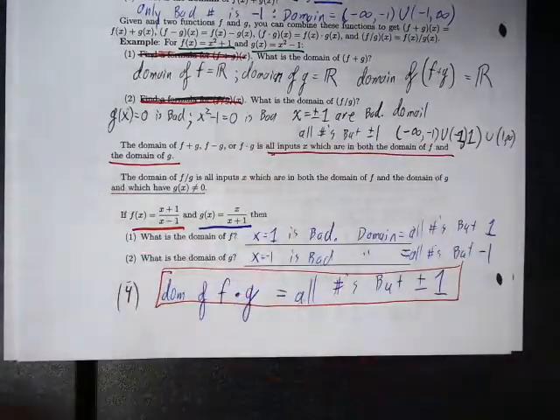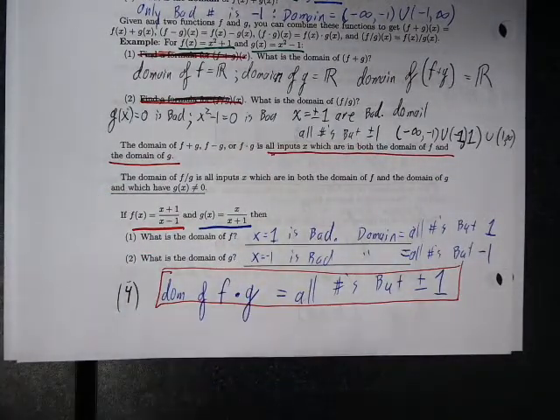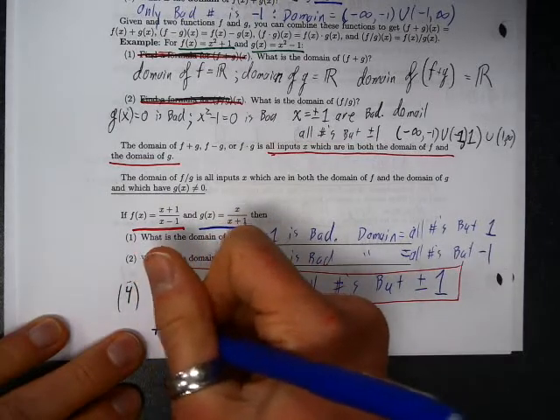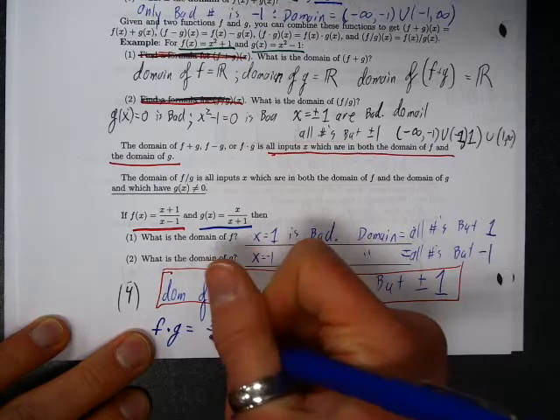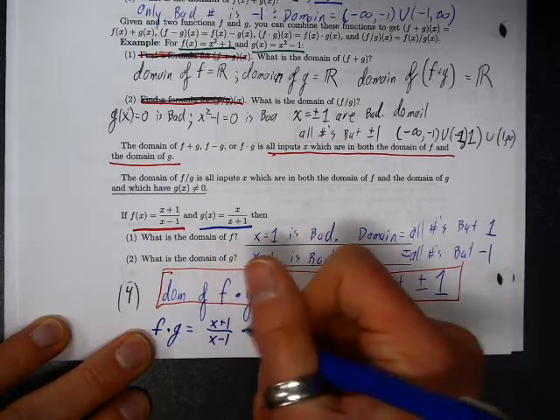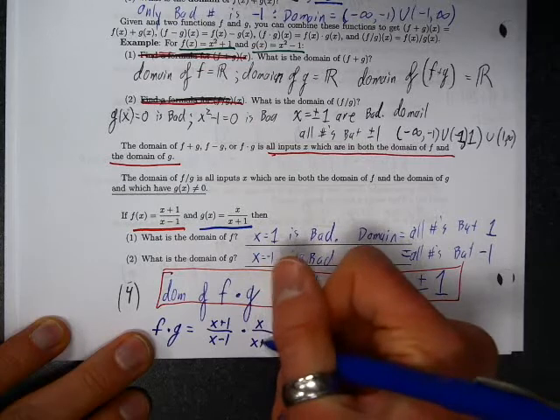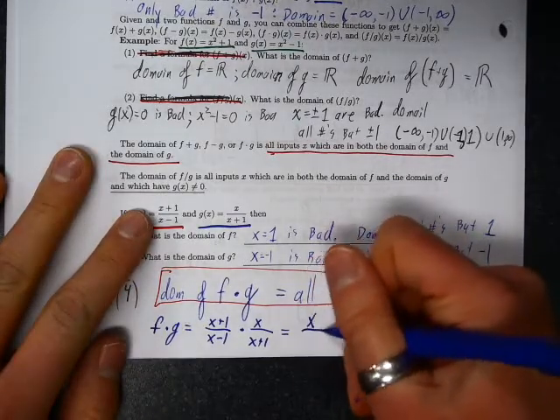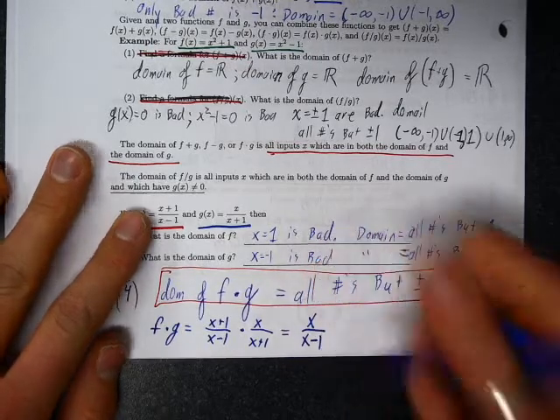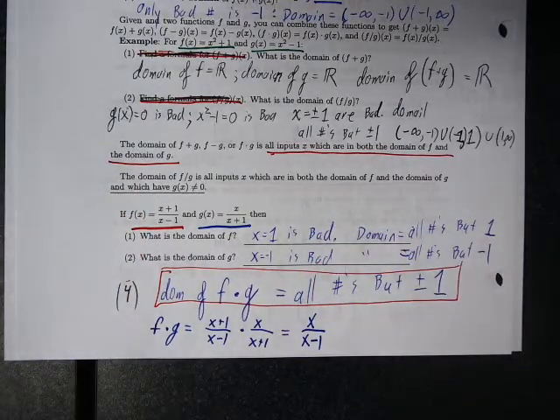But let's also take f times g and see what it simplifies down to. So there's x plus 1 for f divided by x minus 1 times x divided by x plus 1. Does anything cancel in that? The x plus 1s? Nice. So what now do you think the domain is? Everything but 1.